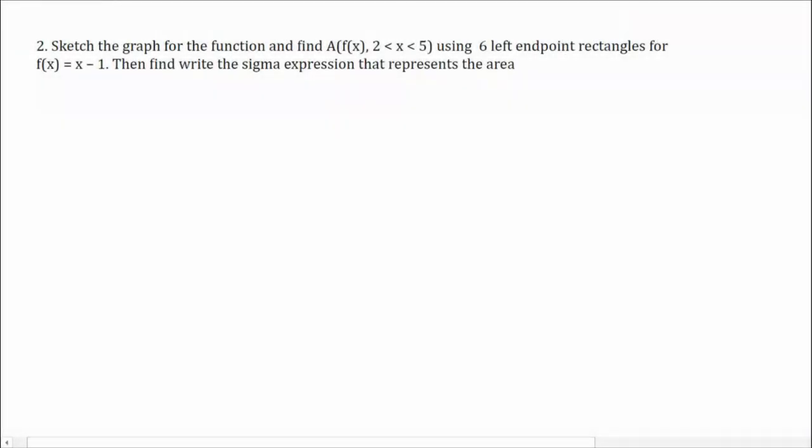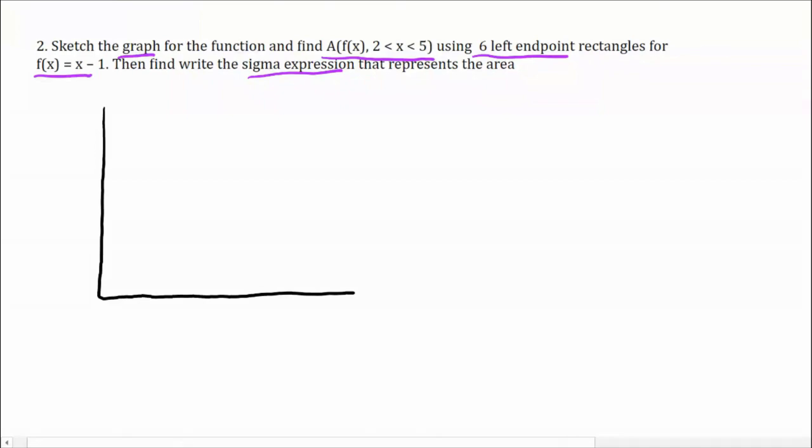All right, so for this one here, we're asked to sketch the graph of the function and find the area under the curve between 2 and 5 using 6 left endpoint rectangles for the function x minus 1, and then write the sigma expression that represents the area. So I'm going to go a little bit off script on this one, and I'm just going to go with the flow on how I would solve this.